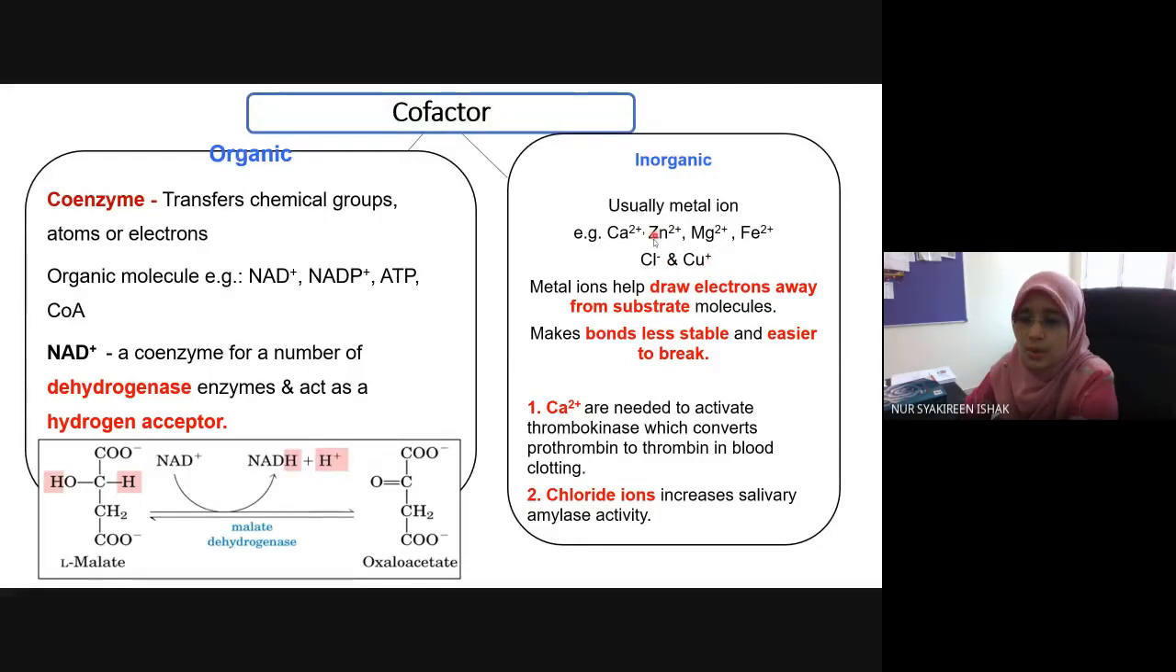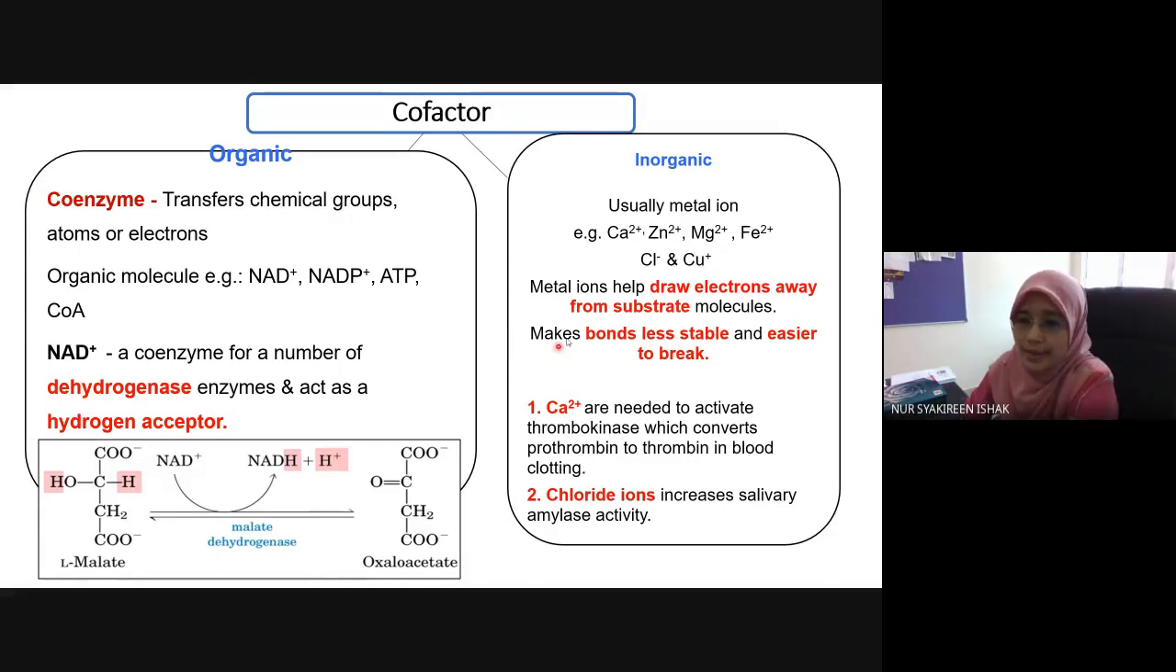So what is the function of these ions as cofactors in the enzyme? They can help pull away electrons from the substrate. Before, the electrons were in the form of bonds in the substrate molecule, but when the ion pulls away the electrons, it can cause the bond within the substrate to become less stable, and it can cause the bond to be broken and lead to the formation of new bonds. So that is how the ion works. It pulls away electrons from the substrate and causes the bond within the substrate to be broken.